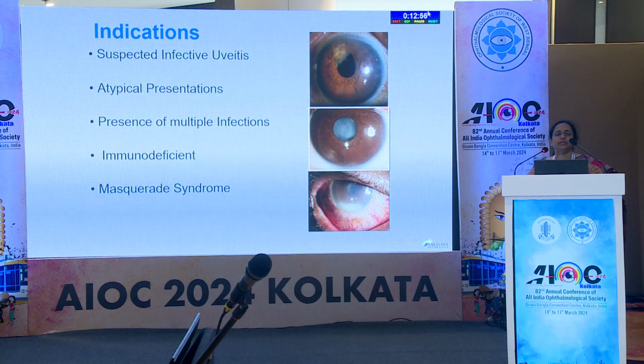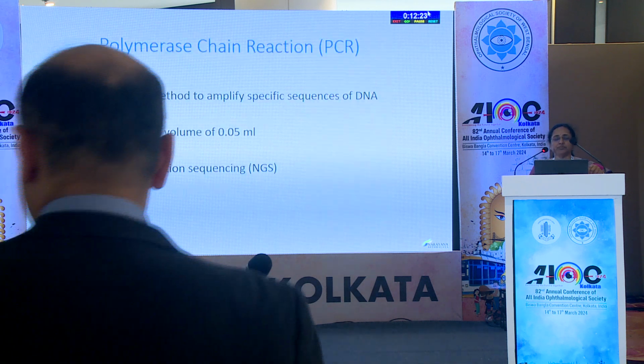Coming to the diagnostic indications for molecular diagnostic tests such as PCR: whenever we suspect a case of infective uveitis, or if the patient has atypical presentations and we do not know what we are going to deal with, or if the patient has multiple infections and you want to make sure which infection is there. If the patient is immunodeficient, again the chances of multiple infections are there. In extremes of age group with atypical presentations, and when we suspect masquerades, investigations definitely play a role.